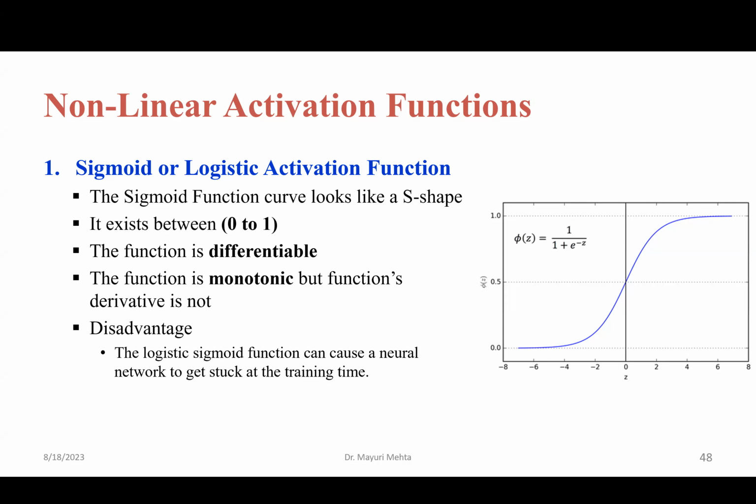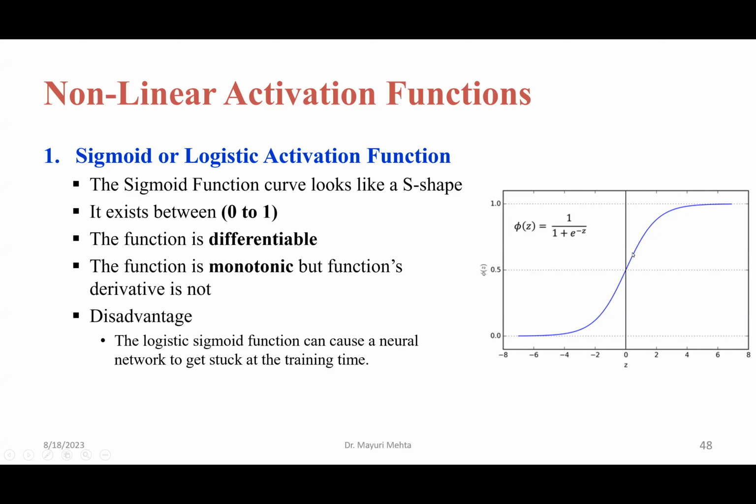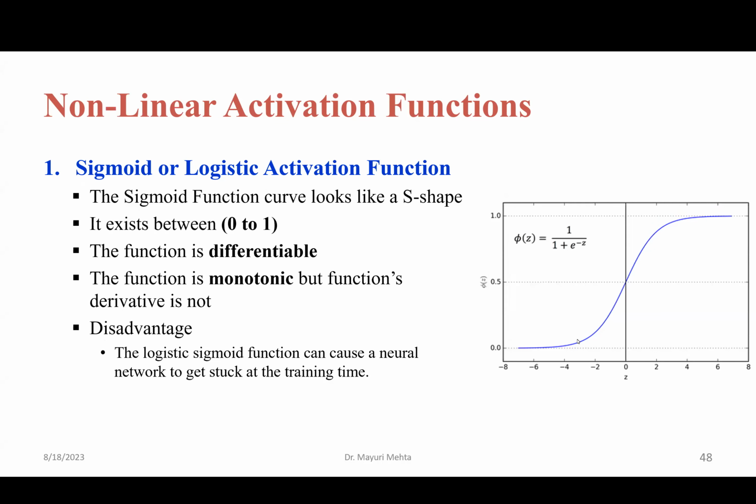Remember the definition of difference. You can consider any two points on this line and you will find the slope, right? And that is noticeable. The slope is noticeable. So it is differentiable and the function is monotonic, but the function's derivative is not monotonic.